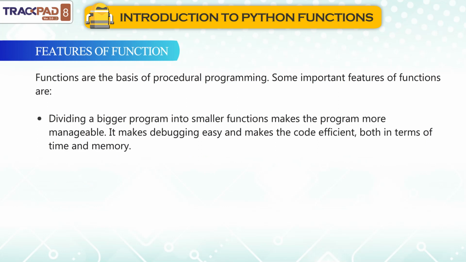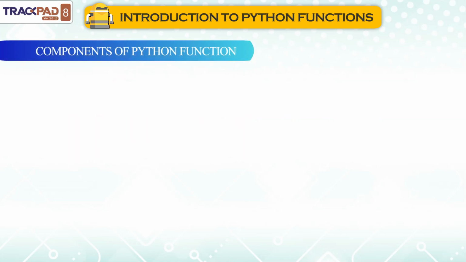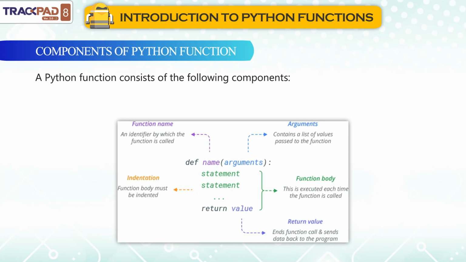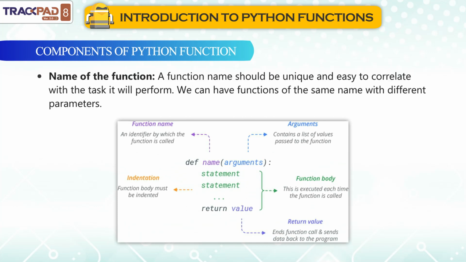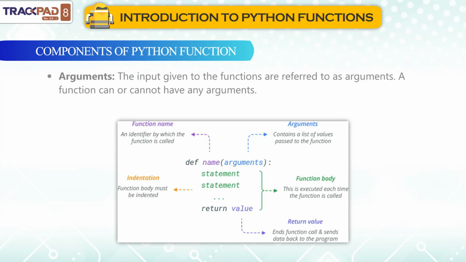Dividing a bigger program into smaller functions makes the program more manageable. It makes debugging easy and makes the code efficient, both in terms of time and memory. Components of Python function. A Python function consists of the following components. Name of the function. A function name should be unique and easy to correlate with the task it will perform. We can have functions of the same name with different parameters.